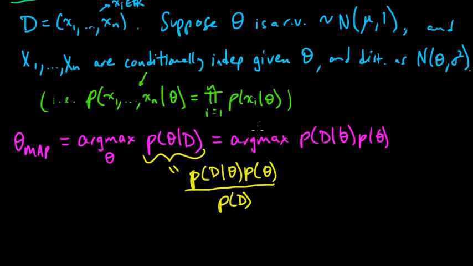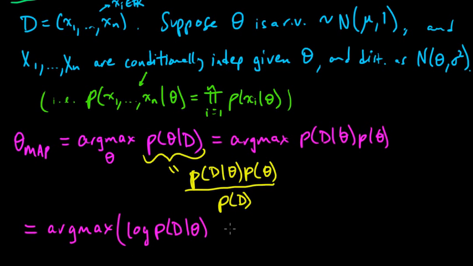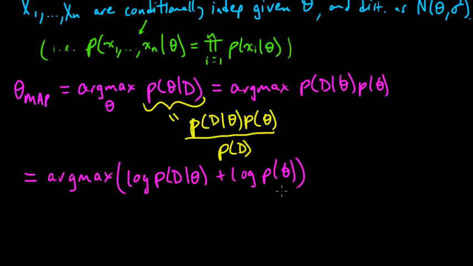Going further, using our trick of taking the log, since Gaussians are part of the exponential family, taking logs is probably a good idea. So we can take the log, and that is also equal to this argmax. The log of the product is the sum of the logs, and we have the log of the probability of the data given theta plus the log of the probability of theta. We'll do the usual calculus thing: differentiate with respect to theta, and set that equal to 0 to try to maximize this. So let's try that.